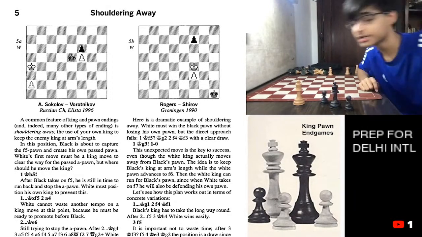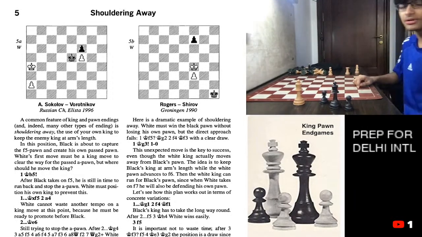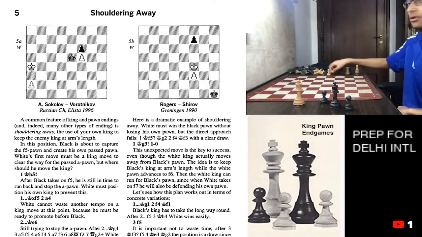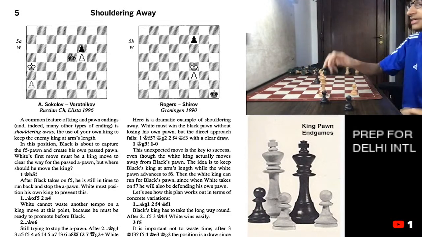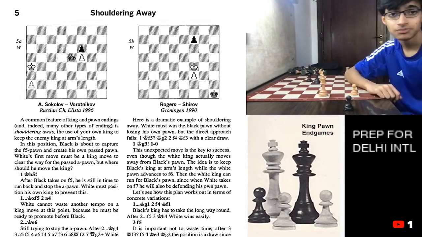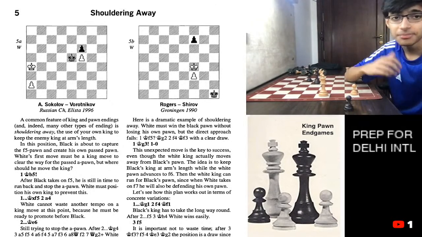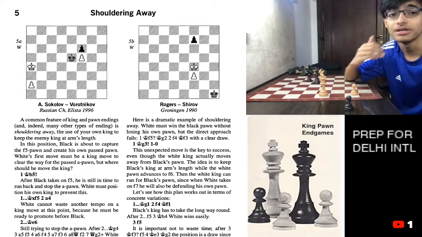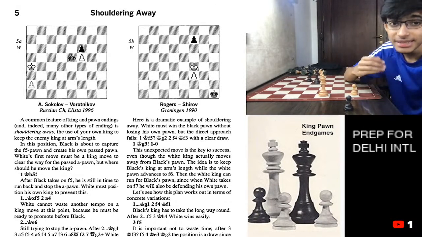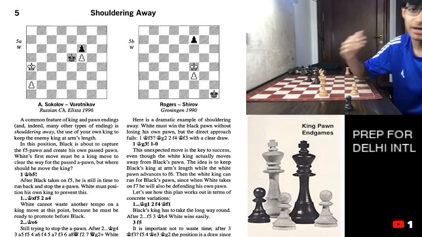Okay, restarting. Now we're going to the technique of shouldering away. So the white pawn is on a2 and f5. The king is on a4, and black has a king on e5 and a pawn on f6. A common feature of king and pawn endings, and indeed many other types of ending, is shouldering away: the use of your own king to keep the enemy king at arm's length.